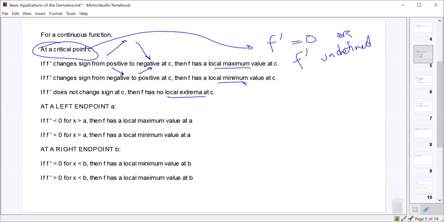And then endpoints, that endpoint is a local min. That endpoint is a local max, right? And same applies for over here on the right-hand side. Right? That's a local max, and that's a local min. Easy enough?